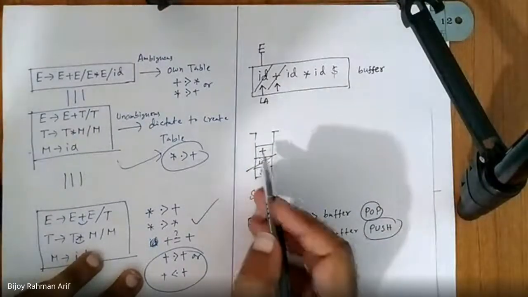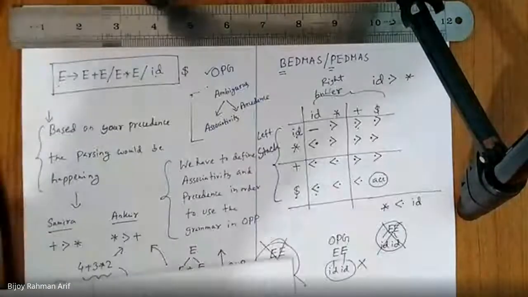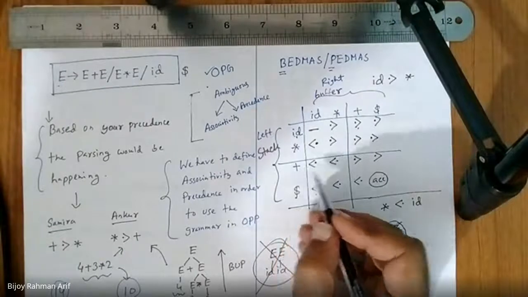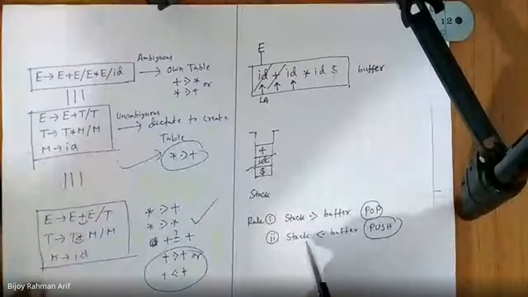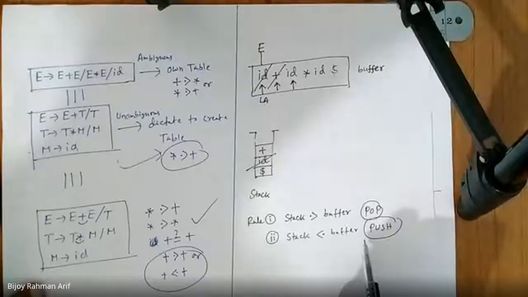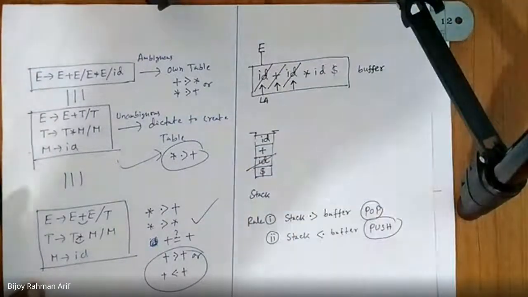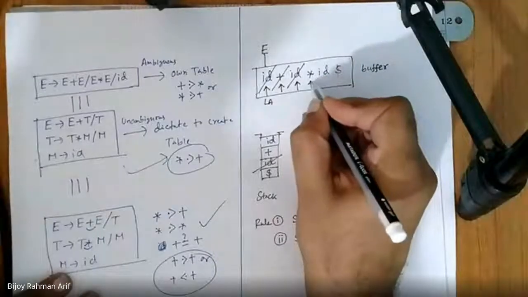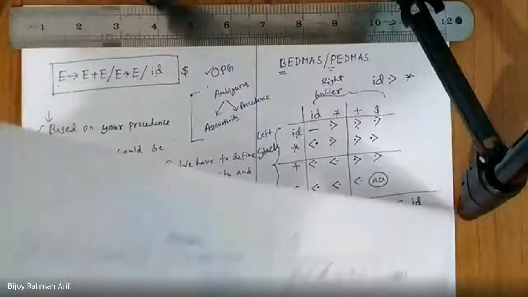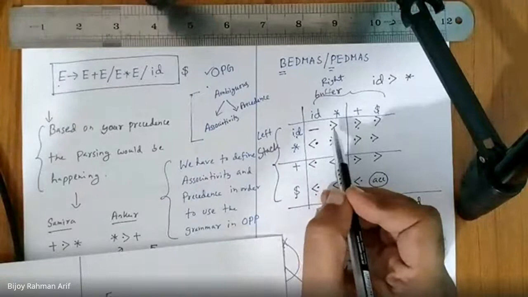Now stack has plus and buffer has ID. Which one is bigger? ID is bigger. It means the stack is smaller than the buffer. What are we going to do? Push. Now the stack has ID and the buffer has star. Which one is bigger?